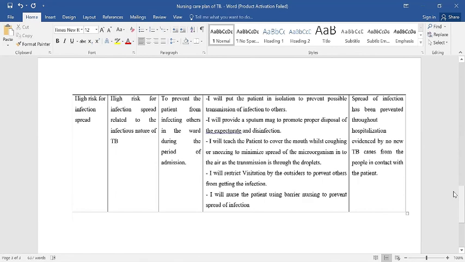Number 4, I will restrict visitation by the outsiders. I will restrict visitation by the outsiders to prevent others from getting the infection. So we are going to make sure that we restrict visitation.